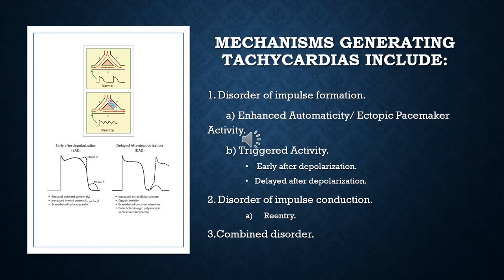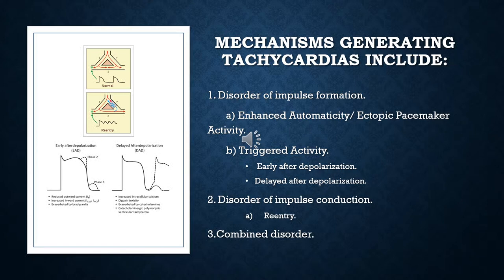The second disorder in impulse formation is triggered activity. What's meant by triggered activity? Triggered activity means that there are abnormalities in the action potential. You see this picture on the left side of the slide. We have in the lower part a normal action potential of the cardiac muscle cell, not the conductive system. So this is the action potential of a cardiac muscle cell, either atrial or ventricular. We have phase zero, which is depolarization, and phases 1, 2, 3, and 4, which are repolarization.